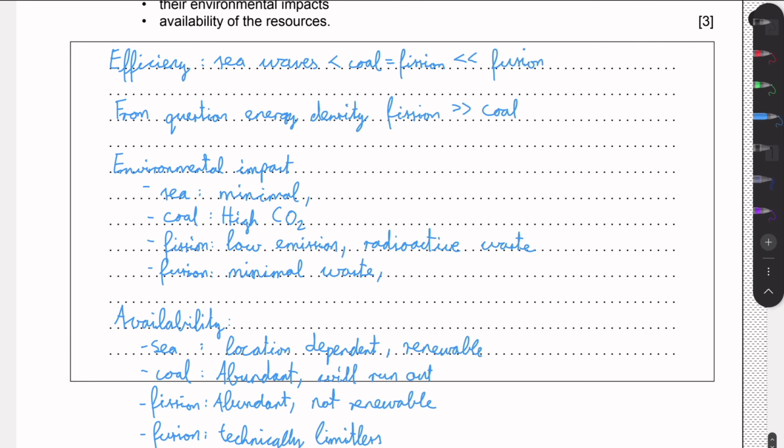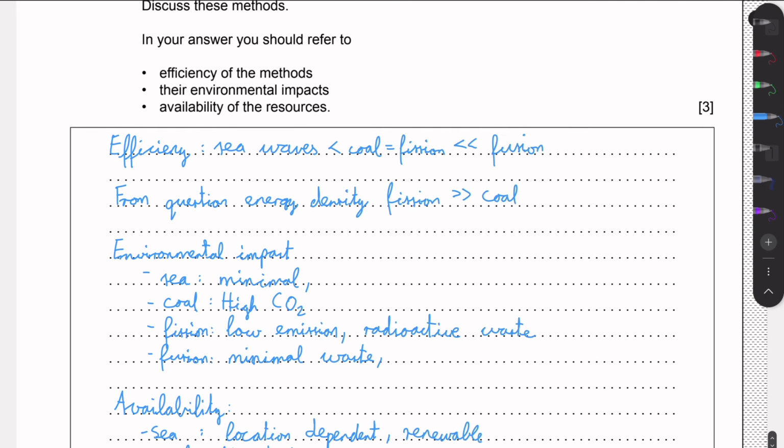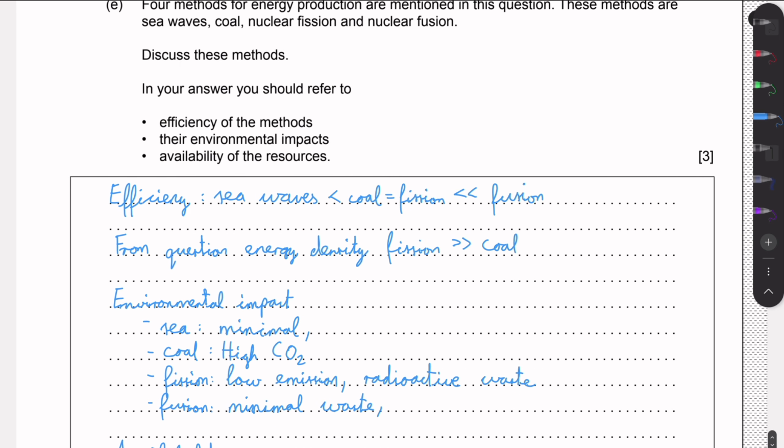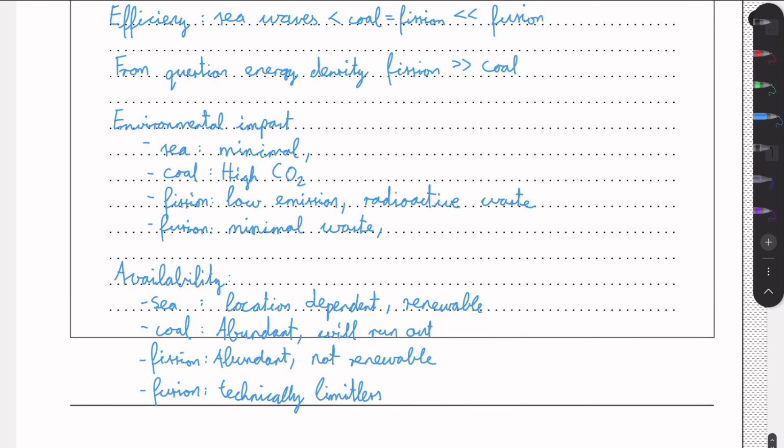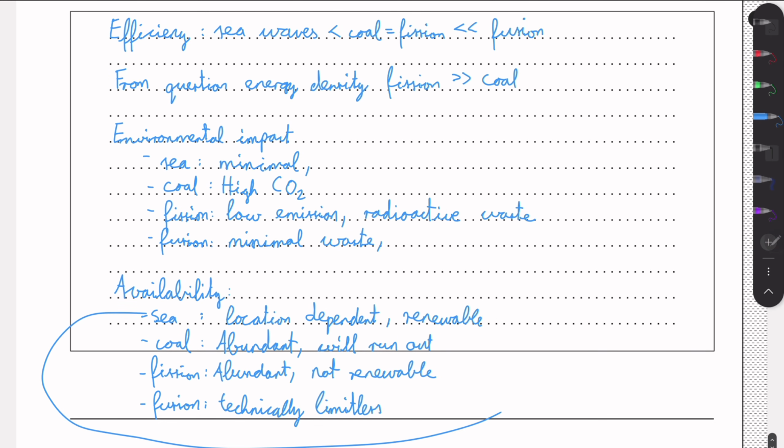So you could come up with some combination of these arguments to discuss these methods. And obviously make sure that you stay within the bounds of the question, as if you would write underneath like I did over here, then your examiner would not mark that part anymore, as they don't get to see it.